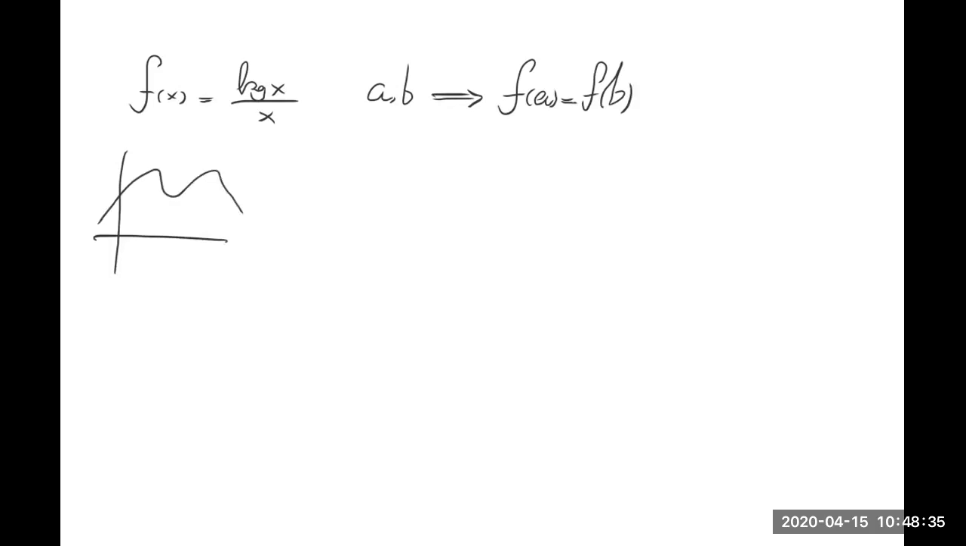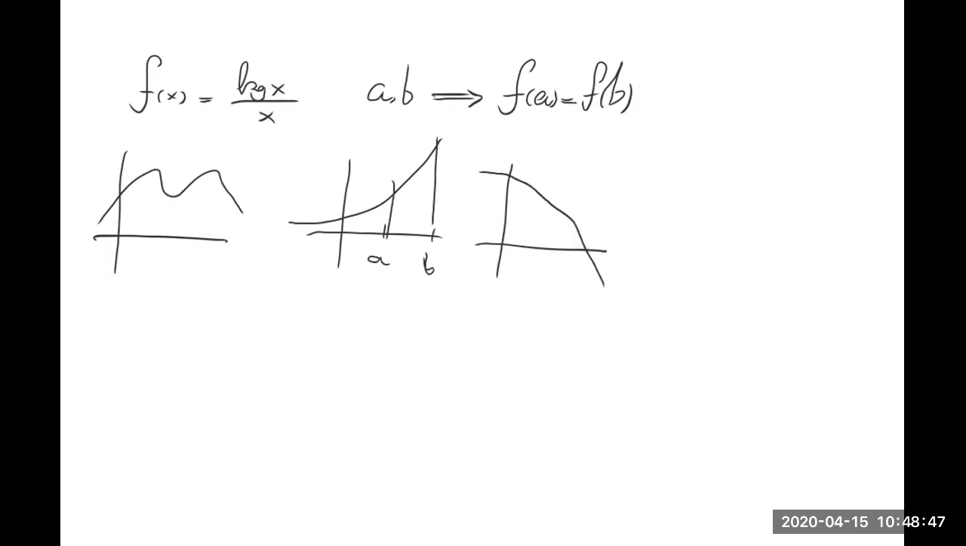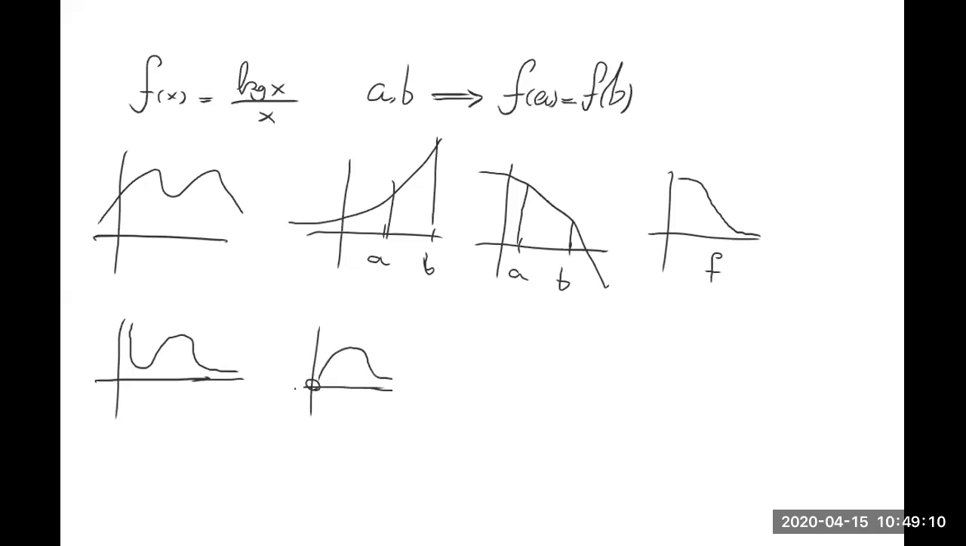For example, if the function f is increasing like that, there wouldn't be any hope to find two different points A and B where f of A and f of B are equal. Or if the function is always strictly decreasing or strictly increasing, we wouldn't have any hope to find things like that. But if the function is something like this, we might have hope to find A and B. So f of A is equal to f of B.